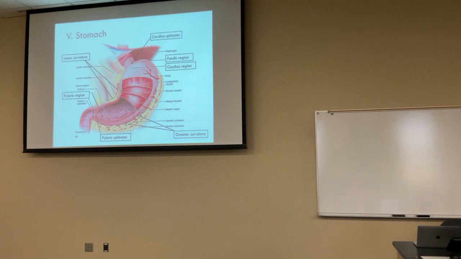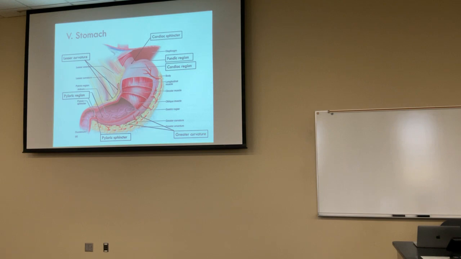Then, in addition, there are two external features of the stomach. The stomach is sort of a J-shaped organ, and along the upper and left-hand margin of the stomach, there's a curve. This curved portion, right here on this side of the stomach, is called the lesser curvature.